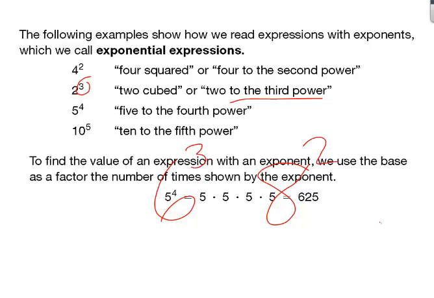To find the value of an expression with an exponent, we use the base as a factor and we just multiply everything. So the 5 to the 4th is 5 times 5 times 5 times 5. So 5 times 5 is 25, times 5 is 125, times 5 is 625. That's how we do it.